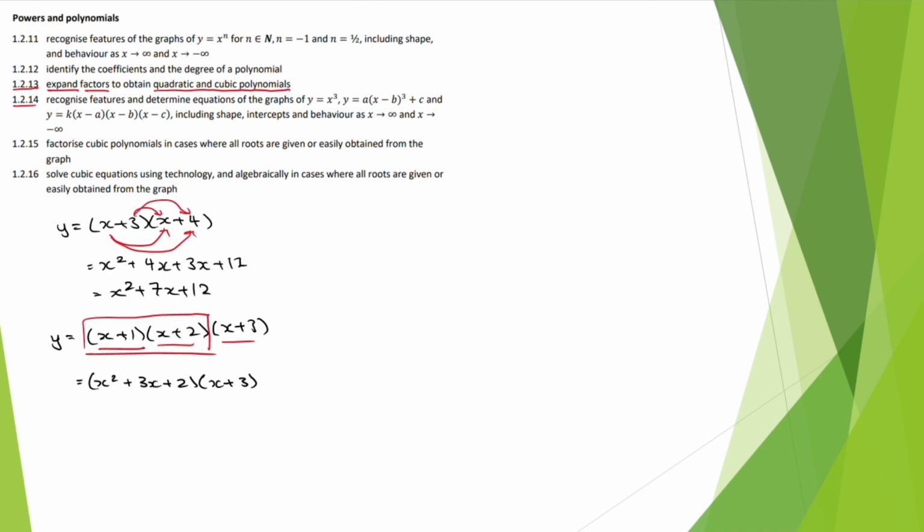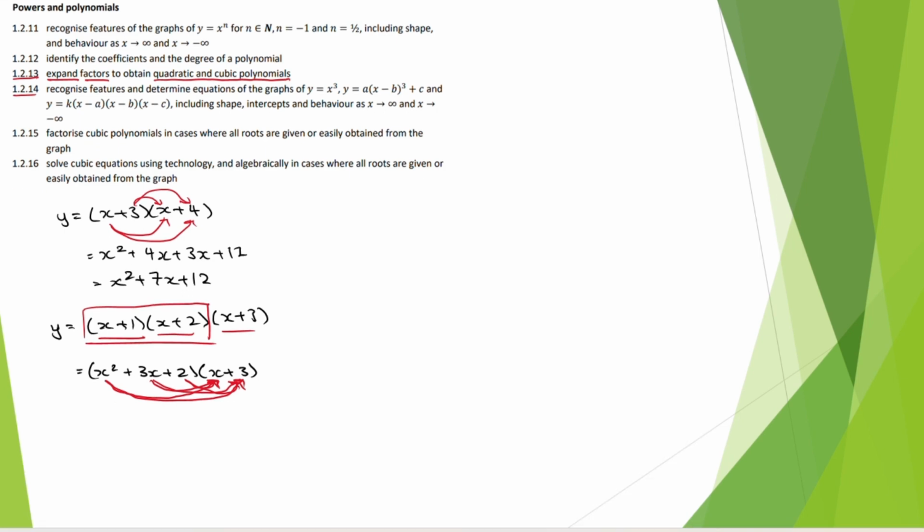And so if we use our similar, this was something that was always introduced to me as the crab claw method, you can multiply your x squared by the x, then your x squared by the 3, then your 3x by the x, 3x by the 3, 2 by the x, and then 2 by the 3.